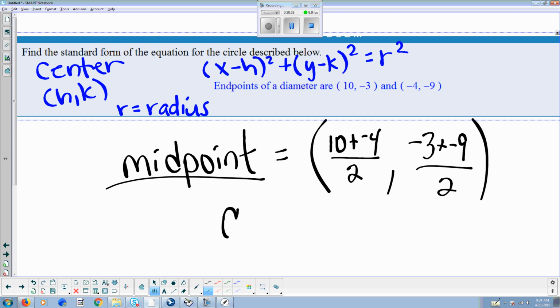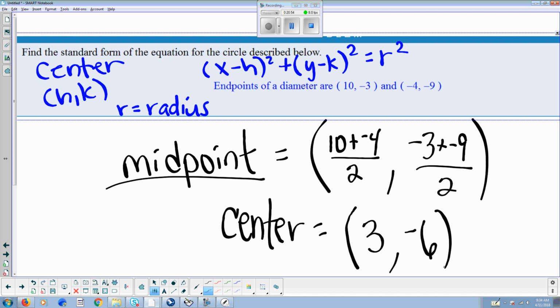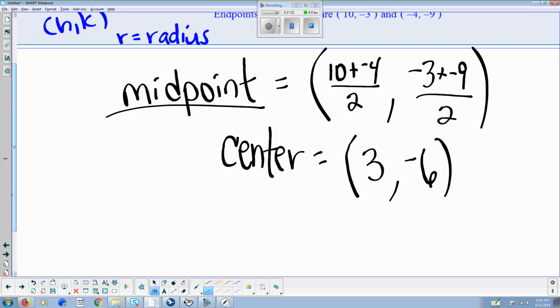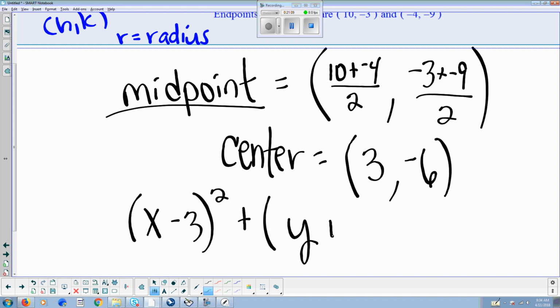So our center of our circle is 10 plus -4 is 6, and 6 divided by 2 is 3. -3 plus -9 is -12, and -12 divided by 2 is -6. Our center is the point (3, -6). Okay, so let's talk about what we know. We know that (x minus 3) squared plus (y plus 6) squared, notice the sign change because it will be minus a negative, equals my radius squared.